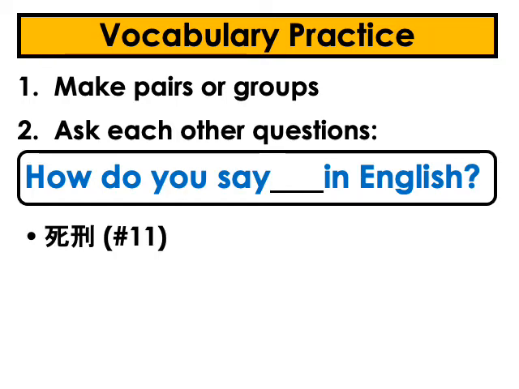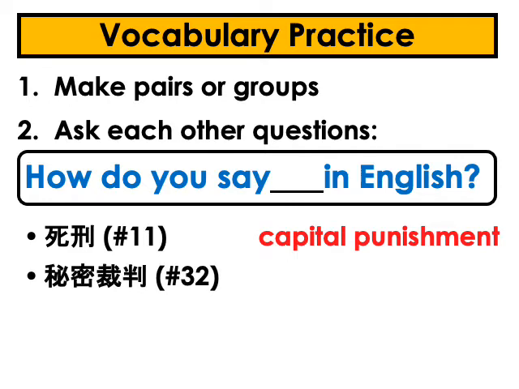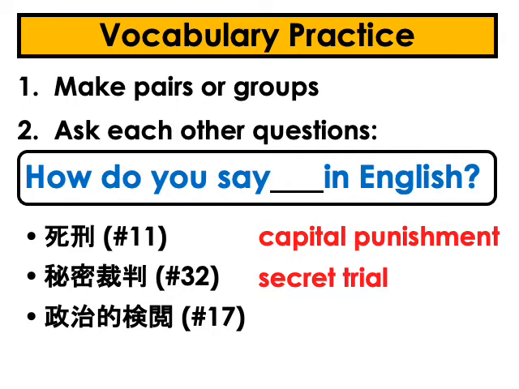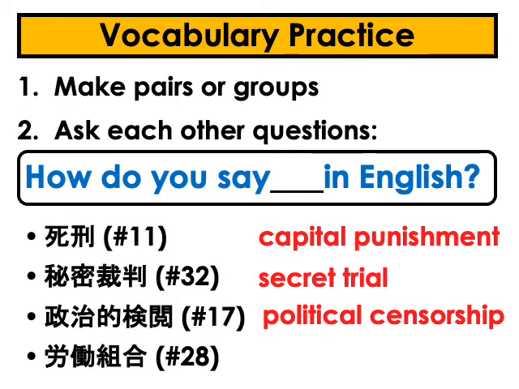How do you say shike in English? Number 11. Shike is capital punishment. Very good. How do you say himitsu saiban? Number 32. Answer, secret trial. Good. How do you say seijiteki kenetsu? Number 17. That's political censorship. How do you say rodo komiai in English? That is trade unions. So here we do some pretty intensive practice in pairs, question, question, question, students going back and forth.